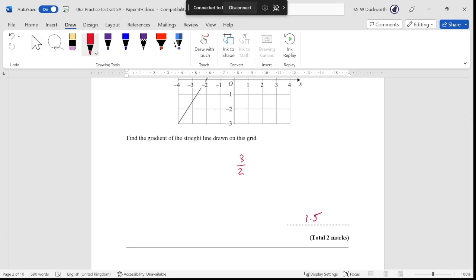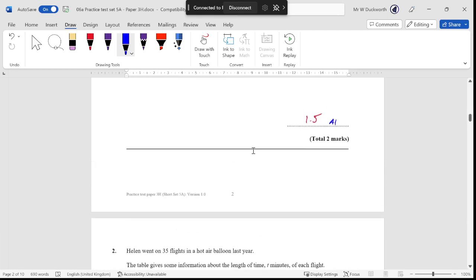In terms of marks for that question, it picked off one method mark for finding the gradient, followed by an answer mark, so M1 and an A1. Biggest mistake on this was that a number of people put -0.5, I think because they used a negative coordinate to try and help themselves work it out. A couple of people have got -1.5.